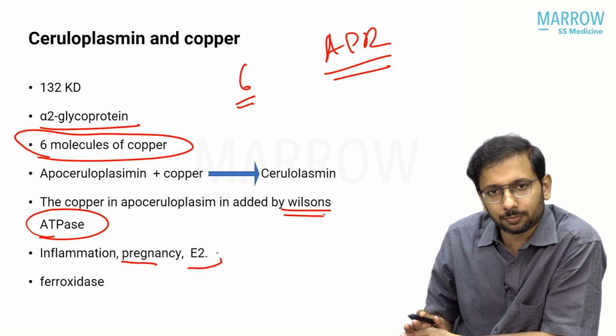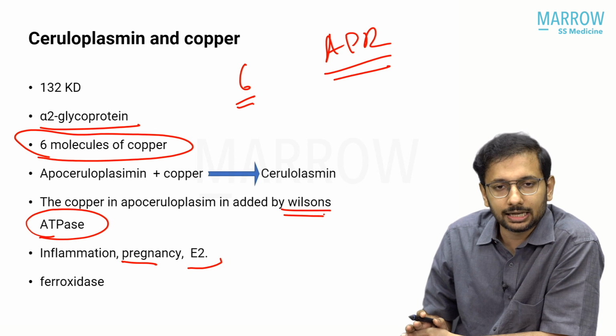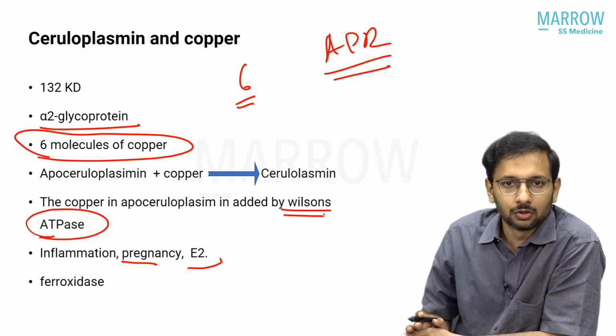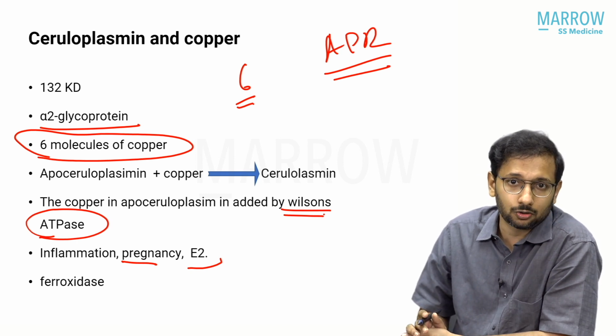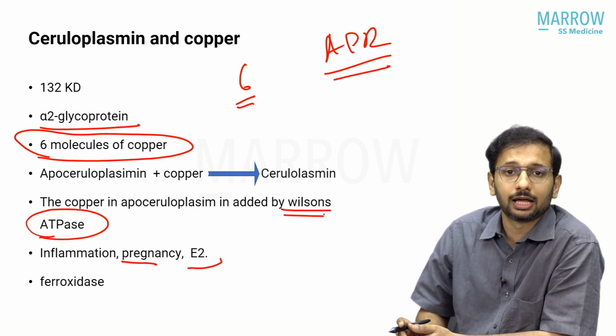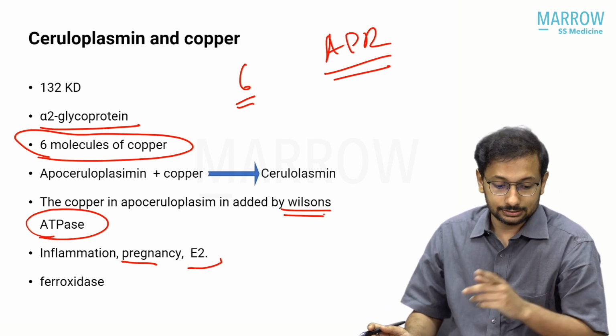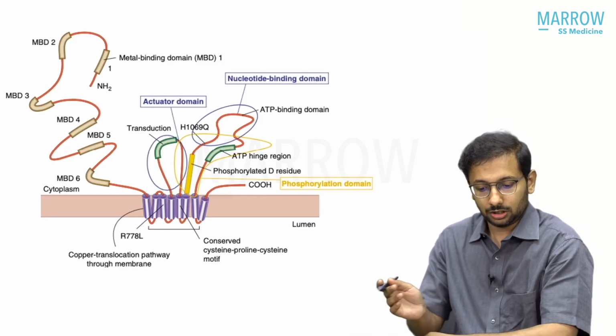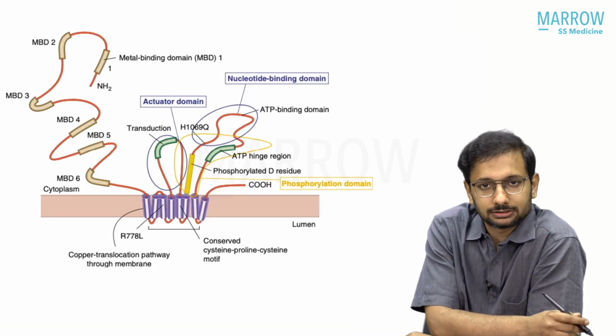The function of ceruloplasmin is a ferroxidase and it helps in iron metabolism. So, there is a condition called aceruloplasminemia, where ceruloplasmin and apoceruloplasmin is not secreted and you have iron excess. That is the problem. So, let us talk about Wilson's ATPase.